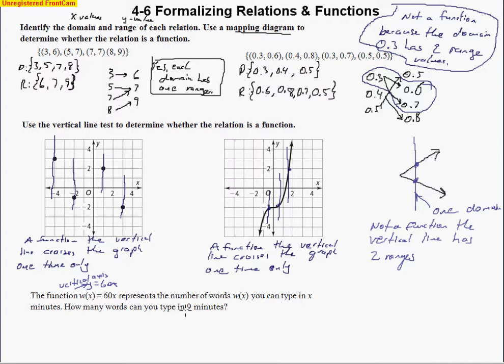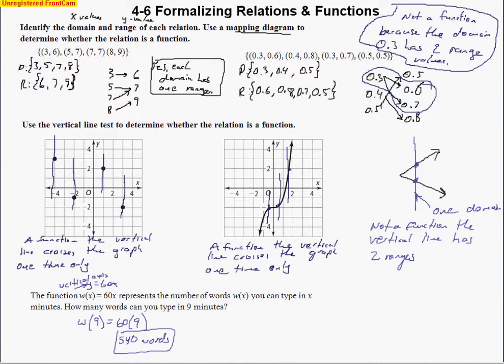How many words can you type in 9 minutes? So the function notation is nice because it allows the reader to see what you're substituting in. So this tells the reader, okay, he's putting in 9 minutes. And then you go ahead and substitute 9 in for x. And then we have 54 with a 0 at the end. So it's 540 words. And that's all we're doing in that case.